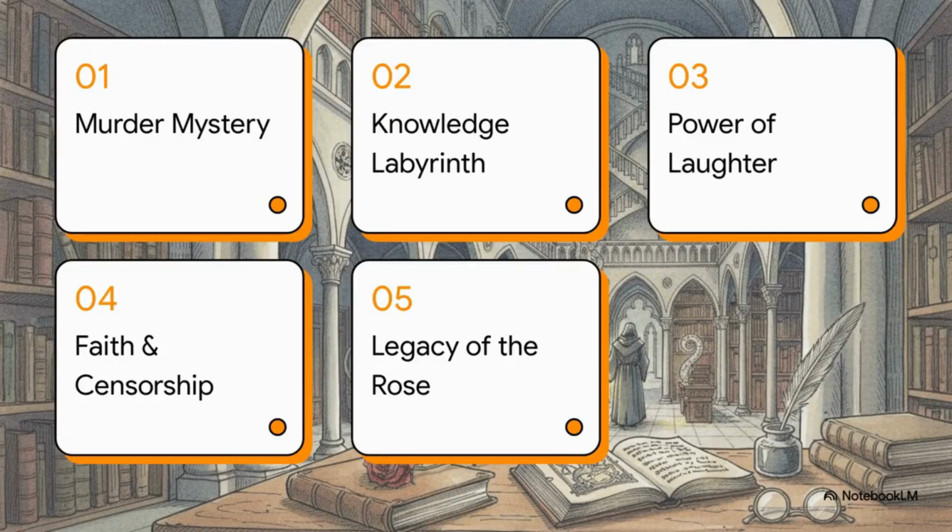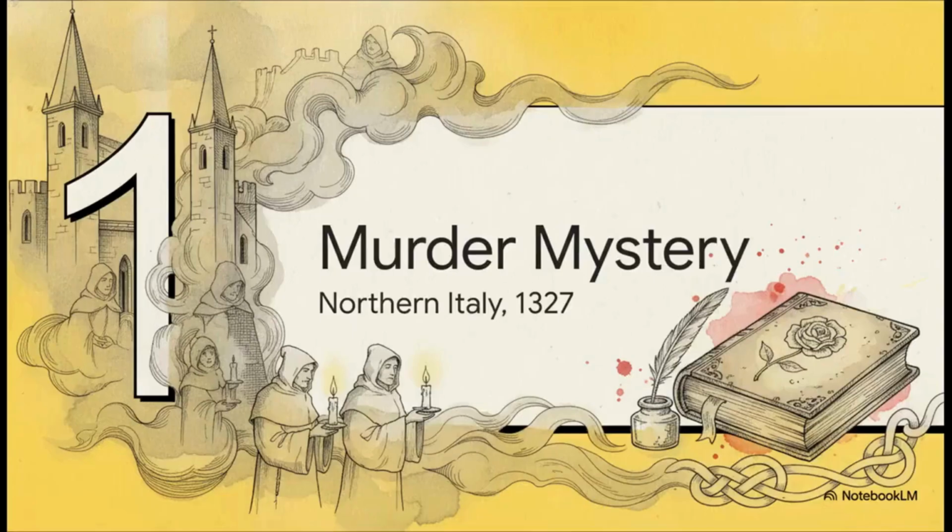So, here's our map to the labyrinth today. Number 1, a medieval murder mystery. 2, the labyrinth of knowledge. 3, the deadly power of laughter. 4, faith, reason, and censorship. And 5, the legacy of the rose. This journey is going to take us from a surface-level crime scene straight into a philosophical inferno. Let's kick things off with Section 1, a medieval murder mystery.